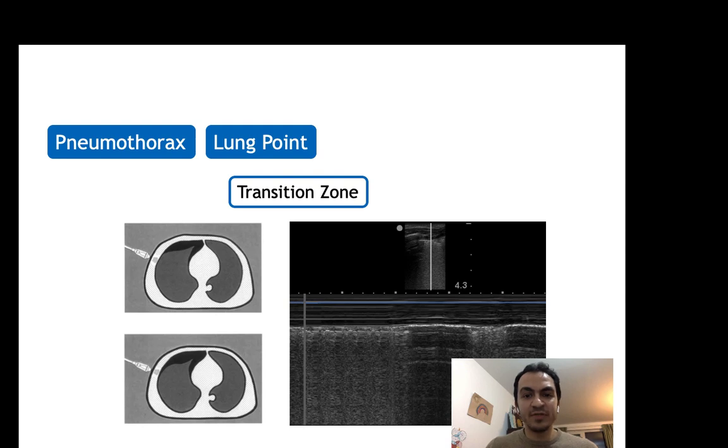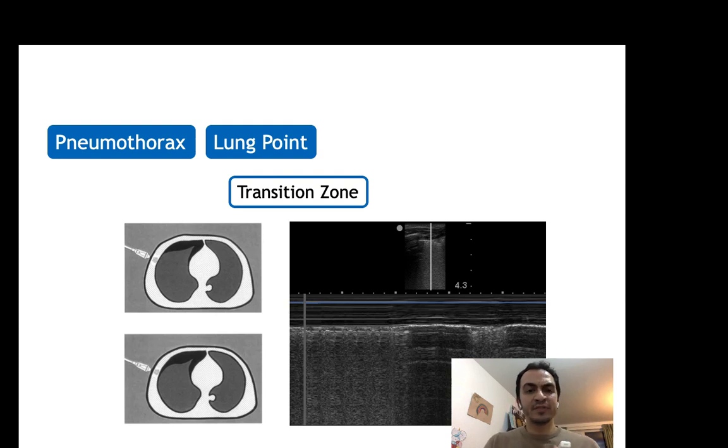So what is the lung point? As we mentioned, it is the transition zone between the presence of sliding and the absence of sliding on the lungs. And you can also confirm the presence of lung point by, whenever you see the loss of sliding at the zone, confirming it by M mode and you see the barcode sign. And when you slide back to the area of sliding while the M mode is running, you will start to see the sandy structure again of the lung parenchyma. And this is a confirmation of the lung point.